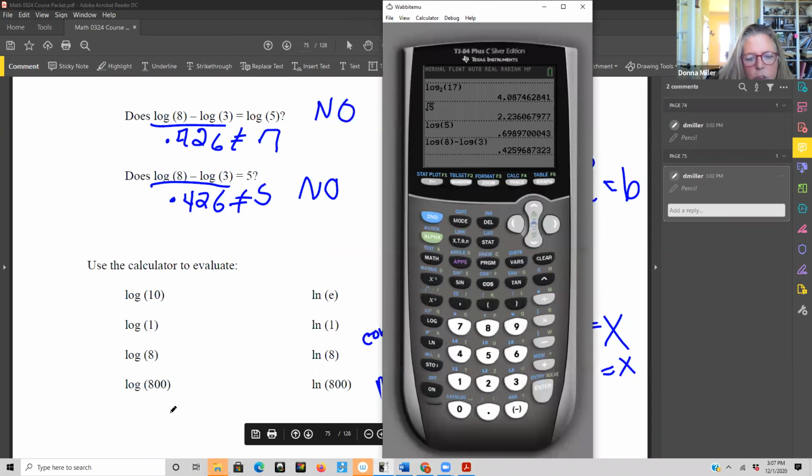If I want a log, that's the common log. That's this one. I'm just going to type the numbers in. So the log of 10 is 1. The log of 1 is 0. Log of 8 is 0.903, and the log of 800.